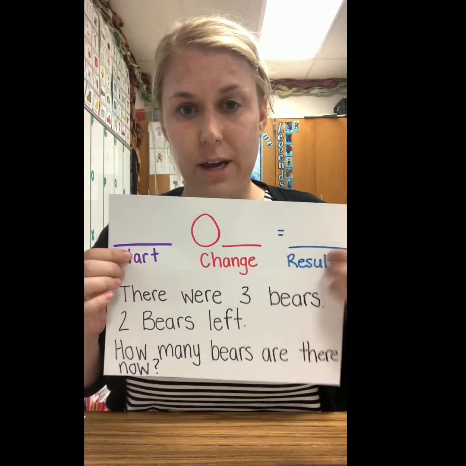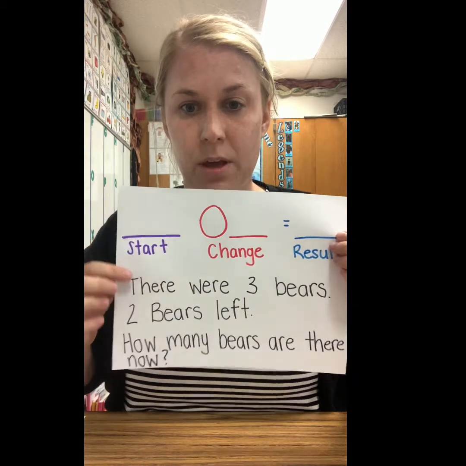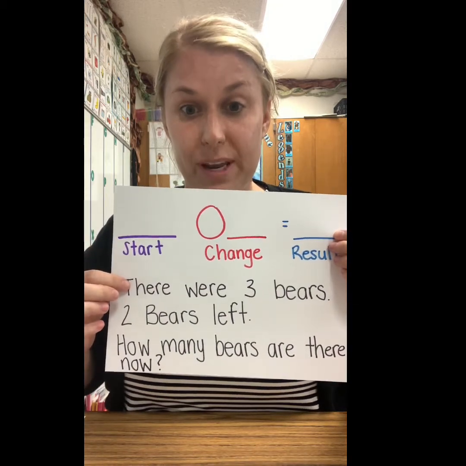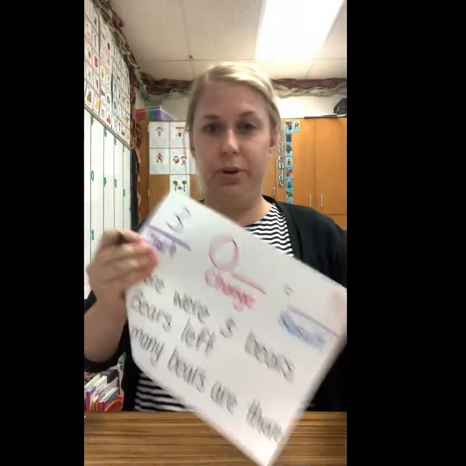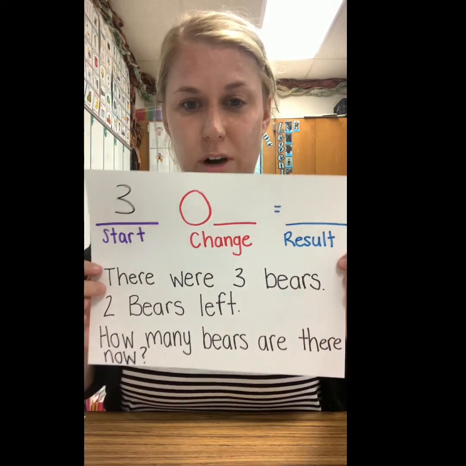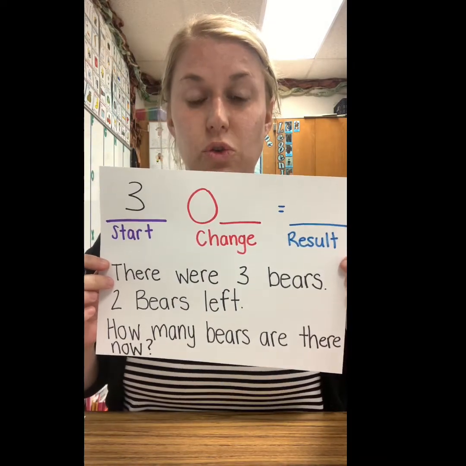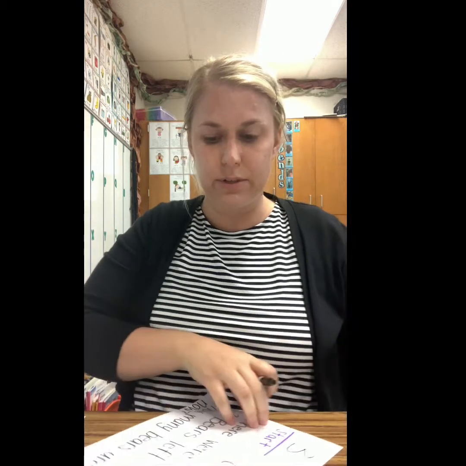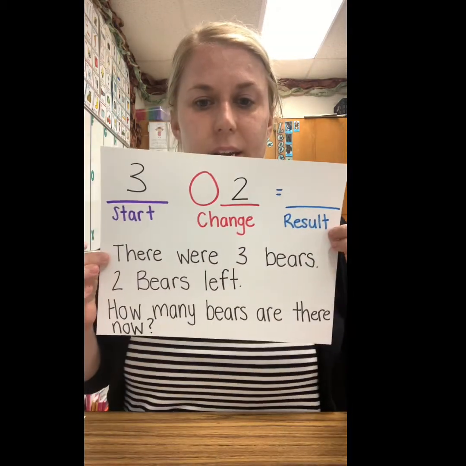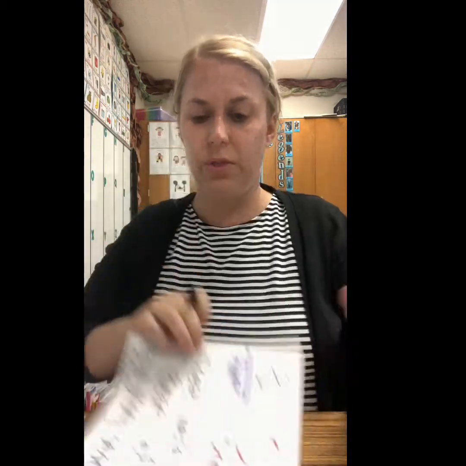So let's look at this problem down here together. It says there were 3 bears. So that tells me what I started with. So right here, I'm going to put a 3 because I know I started with 3 bears. Then it says 2 bears left. So we haven't decided what we need to solve yet, but we know the change is 2. So 2 bears left. And then it's asking how many bears are there now. That's the result. That's what we're trying to figure out.